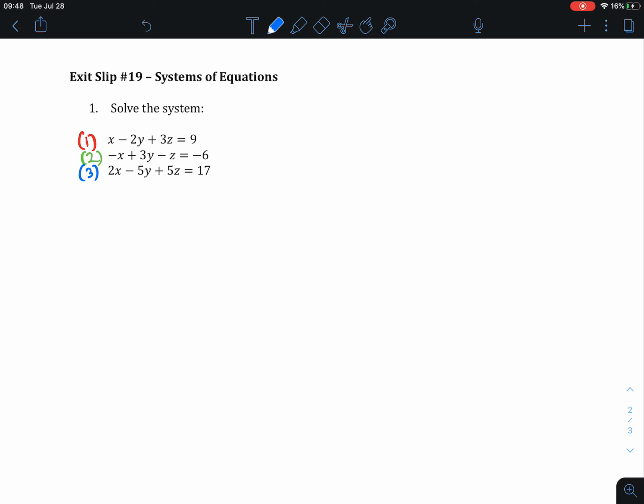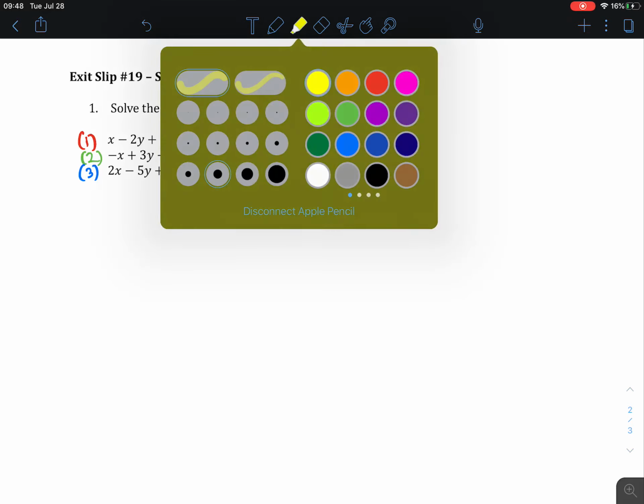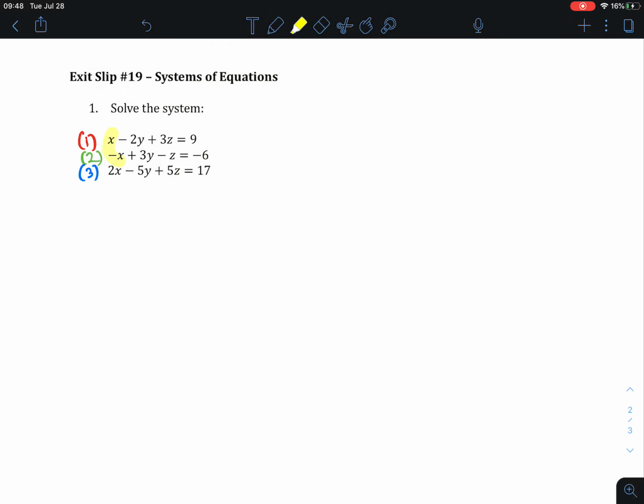But I noticed kind of quickly between equations 1 and 2 that eliminating x would be really easy if I just add those 2 equations because I have an x and a negative x. I don't see any other variable that looks quite that nice in terms of the first 2 equations. And then I could grab maybe the second and third equations with a little multiplication and eliminate x as well. So I'm going to go ahead and work to eliminate x.